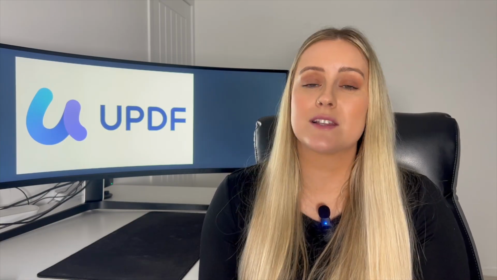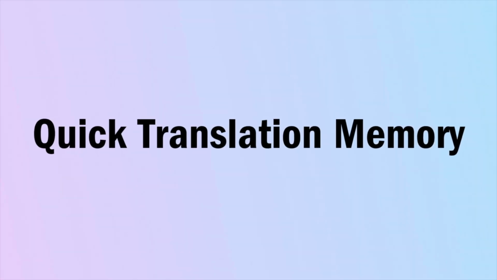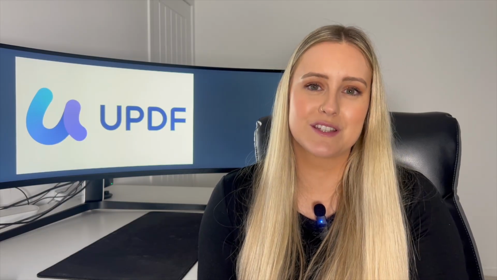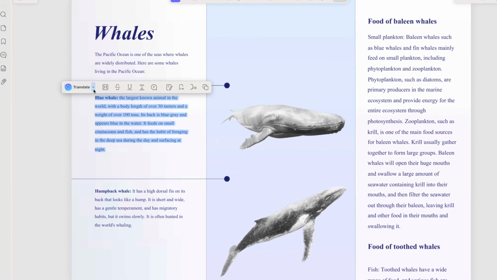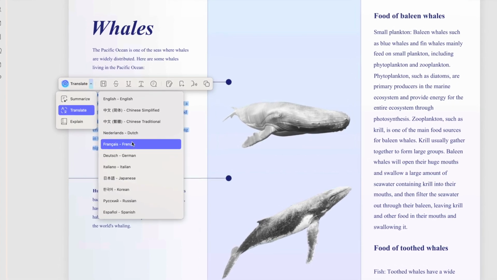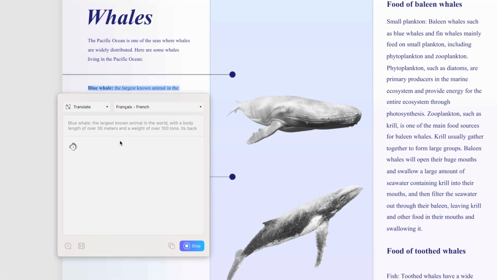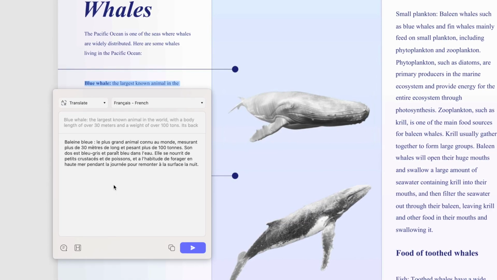If you frequently translate your documents into a certain language, you don't have to reselect the language every time. After selecting it once, UPDF automatically translates into that language by default. Select the text you want to translate, then click the down arrow from the floating toolbar and choose Translate. Choose your target language. Let's say it's French. UPDF AI will instantly translate the selected text, and now French is saved as your default.